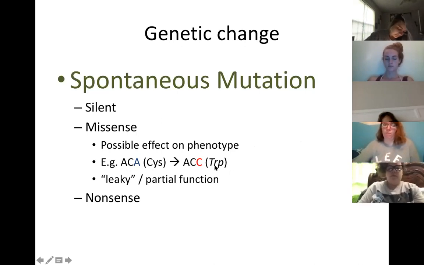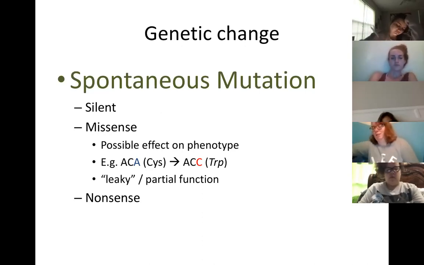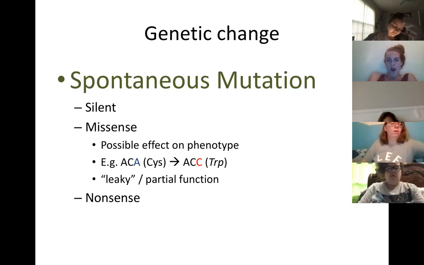So now you have two different amino acids. Sometimes this protein that results after this mutation is going to have partial function. We also call this leaky, all right? So it may not be as efficient. You may have maybe half of your normal function. You could possibly have all of your normal function.